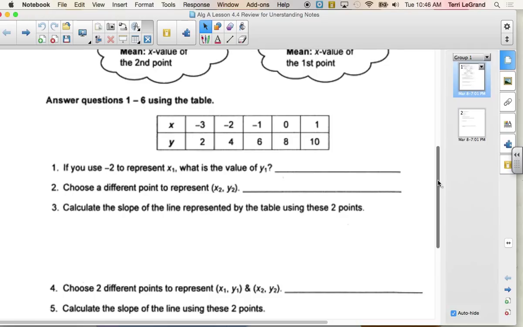It says, if you use negative 2 to represent x sub 1, then what's going to be your y sub 1 value? Everybody make a decision here. Put something down there, number 1. If you use negative 2 to represent x sub 1, what would you use for y sub 1? Answer it.